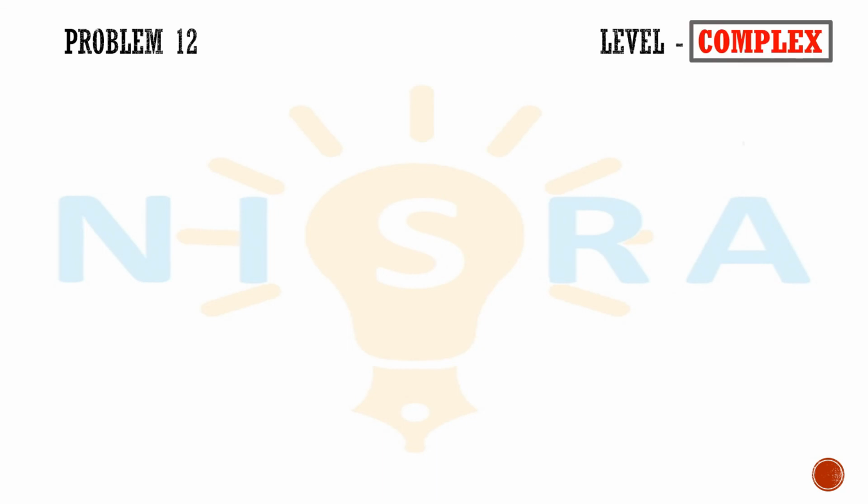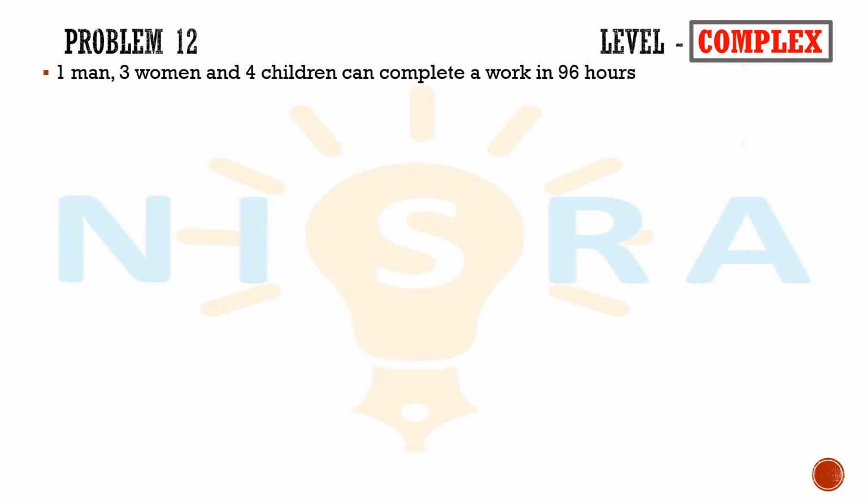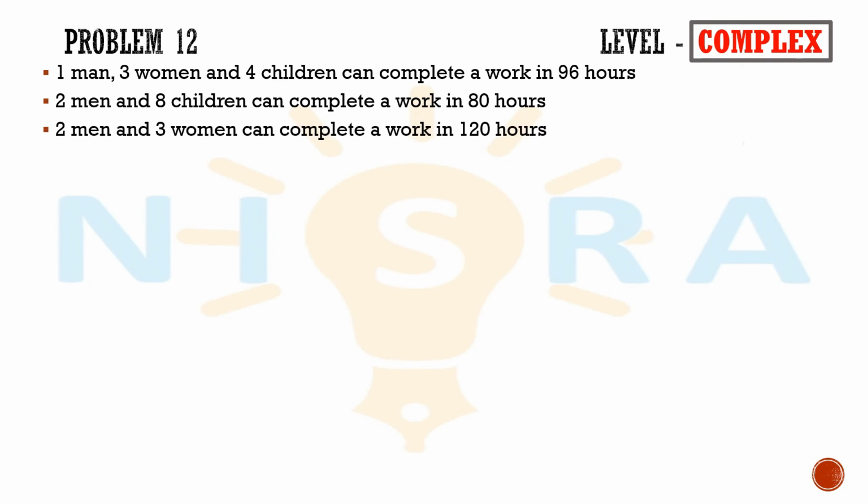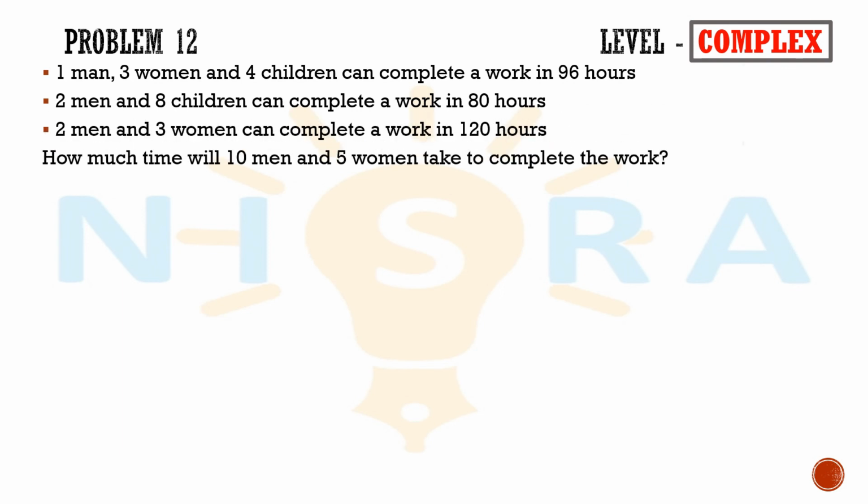Now we look into problem 12. One man, three women, and four children can complete a work in 96 hours. Two men and eight children can complete a work in 80 hours. Two men and three women can complete a work in 120 hours. How much time will 10 men and 5 women take to complete the work?